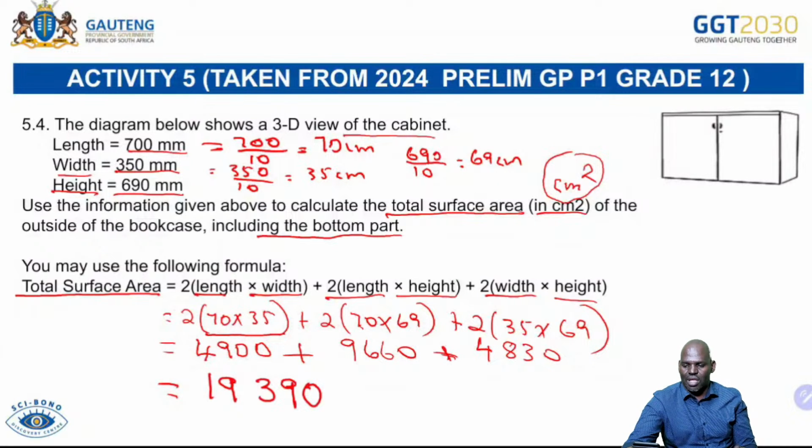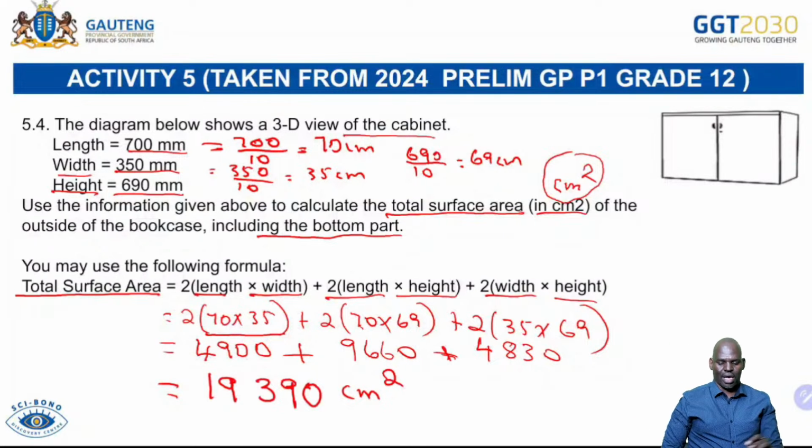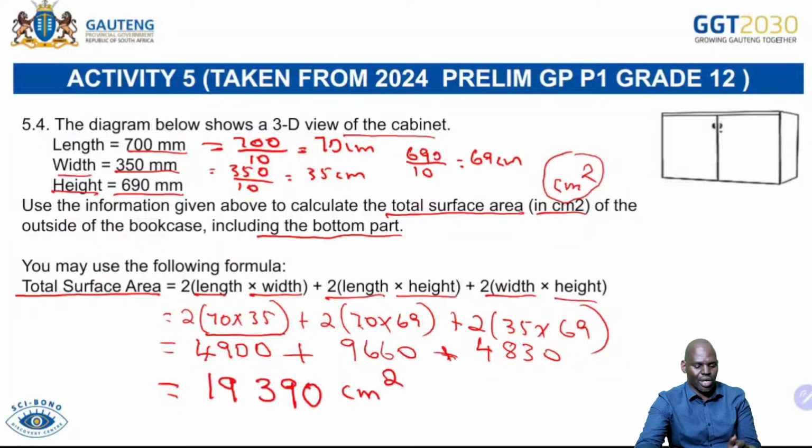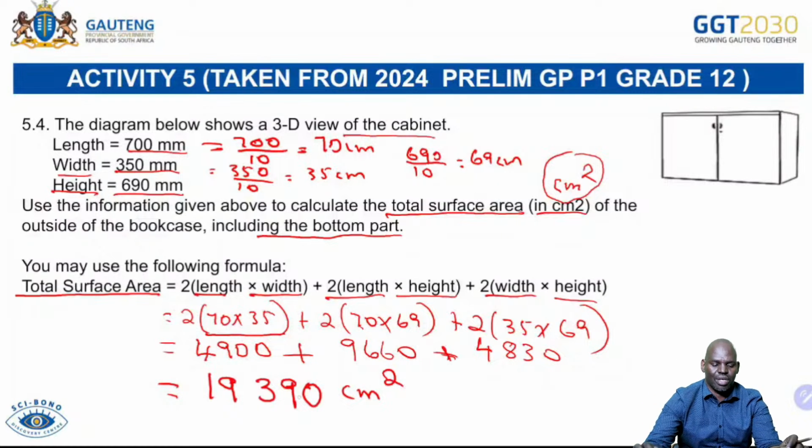4,900 plus 9,660 plus 4,830. Then I get the answer in centimeters squared. It's very important that we indicate the unit there. 19,310. That is the answer for number 5.4.